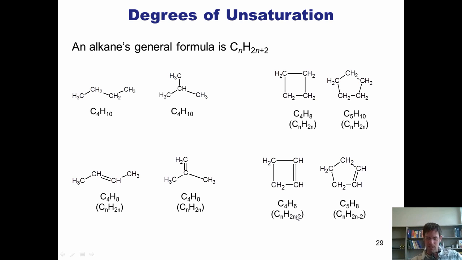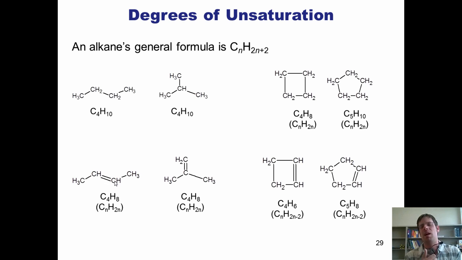Now one thing I need to tell you is that when we address this subject, each ring or multiple bond is called a degree of unsaturation. So we could say that right here, this molecule has 1 ring, so it has 1 degree of unsaturation. This molecule has 1 double bond, so it has 1 degree of unsaturation.